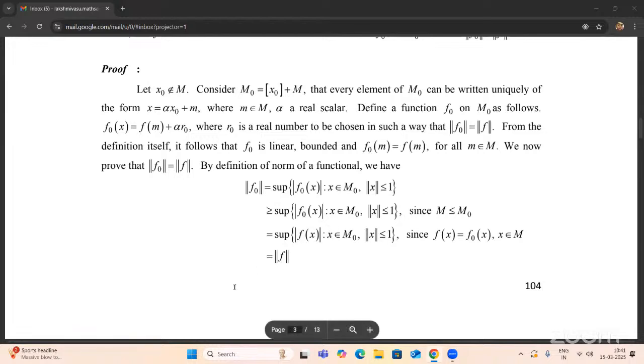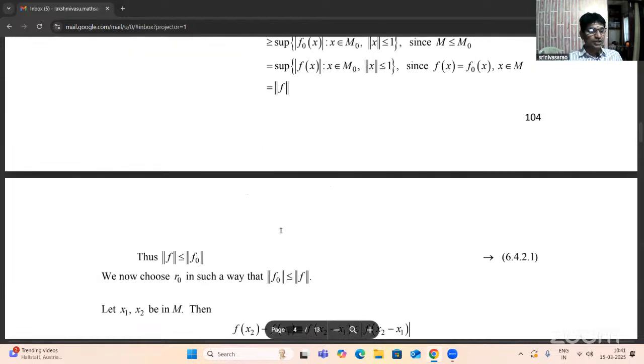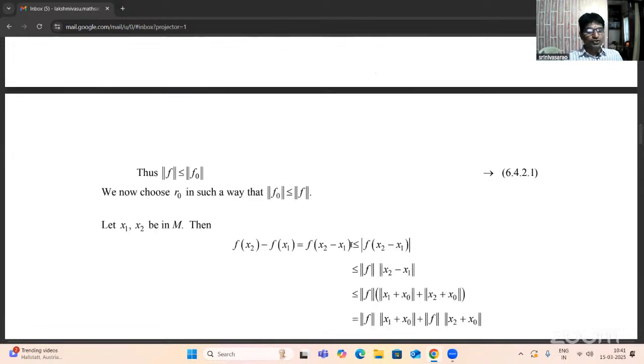Students, see here, the supremum of mod f of x, where x belongs to M naught, norm x less than or equal to 1. So here the condition is f of x equal to f naught of x. So this value is equivalent to norm f, by the definition of norm of f. So norm f equals the supremum of mod f of x. So the first condition is verified, norm f less than or equal to norm f naught. So that is the first equation.